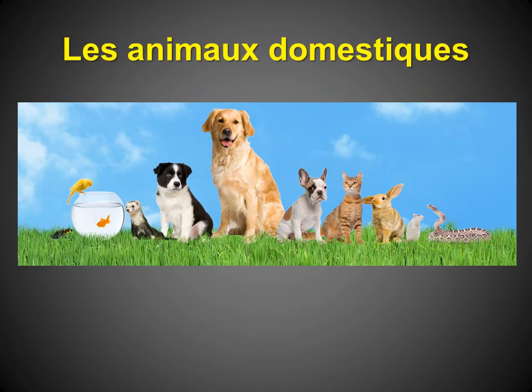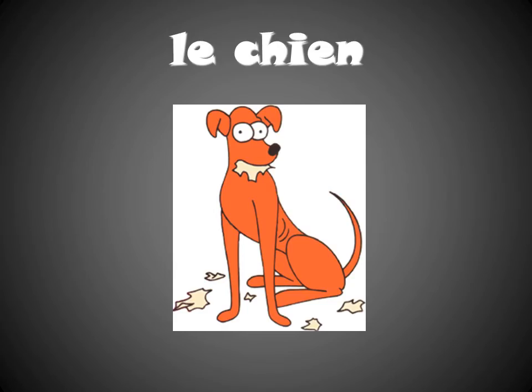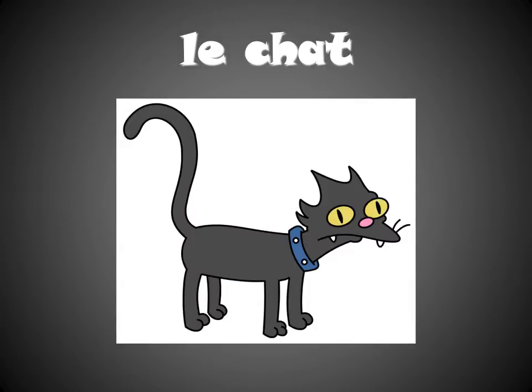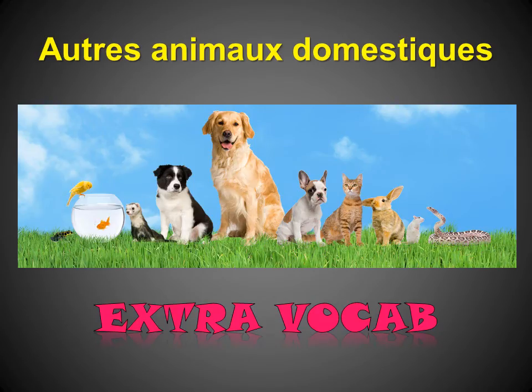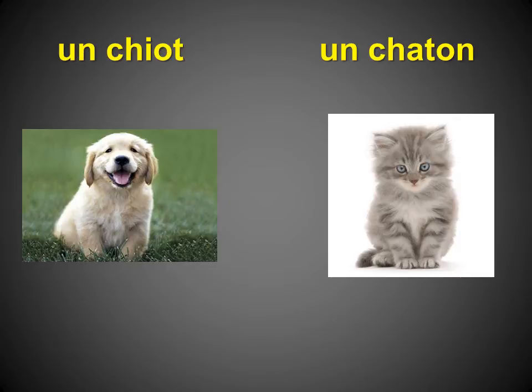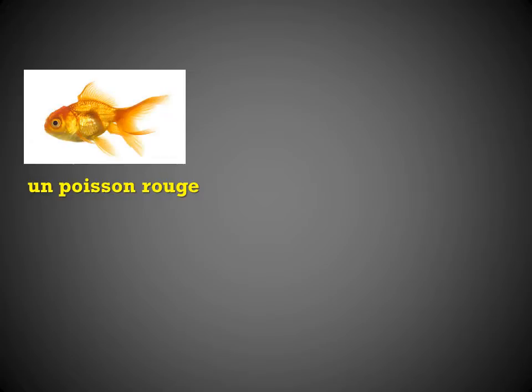All right, let's talk about les animaux domestiques. Domesticated animals. First we have le chien, le chat. Some others that you have. Un chiot is a puppy. Un chaton is a kitten. Un poisson rouge is a goldfish. They call it a redfish.